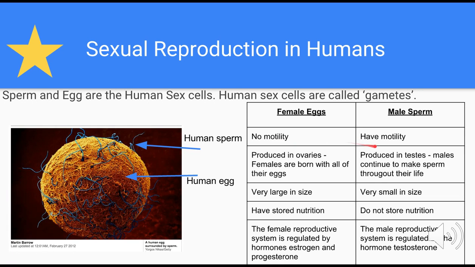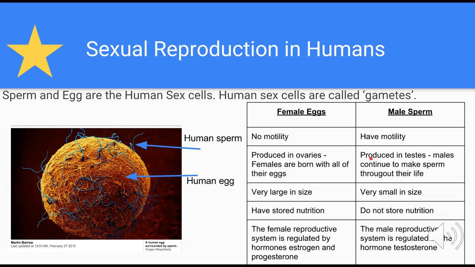The eggs can't move, the sperm can. The eggs are produced in the ovaries. In fact, females are born with all of their eggs. So when this is happening, this is actually happening in females when they are still in their mother's womb. So you're born with all of your eggs. All of your eggs are made, if you're a woman, when you are still inside your mom's womb.